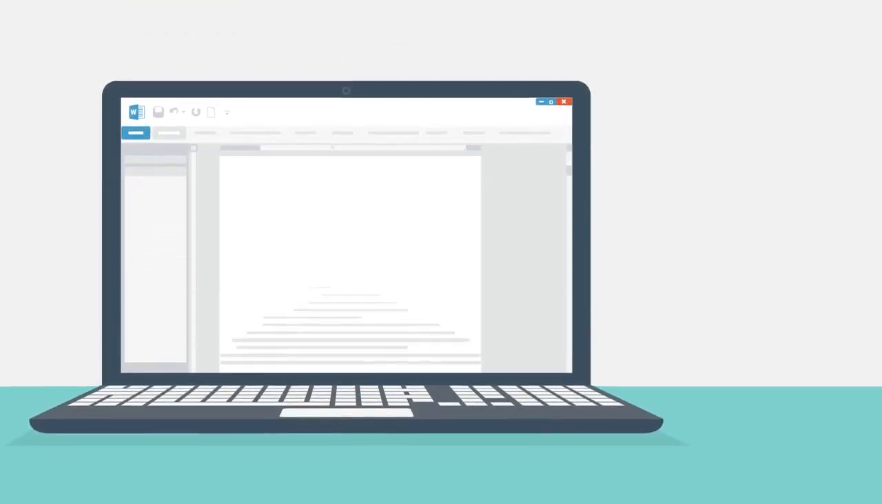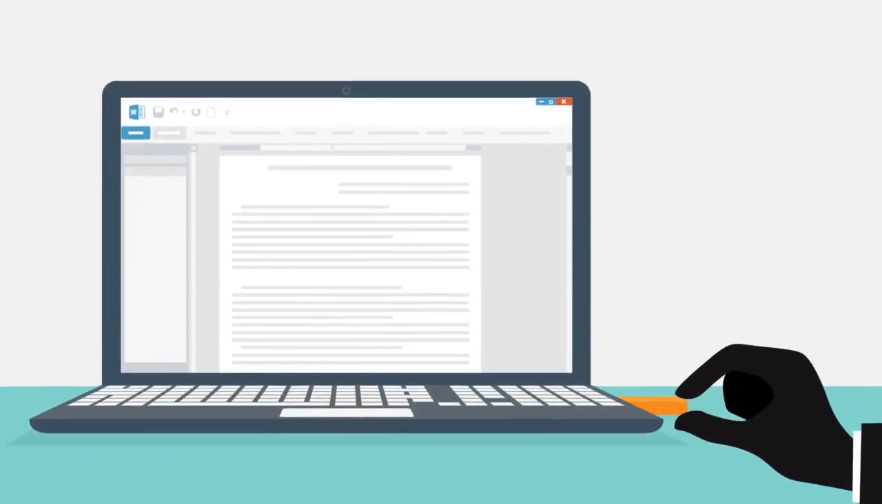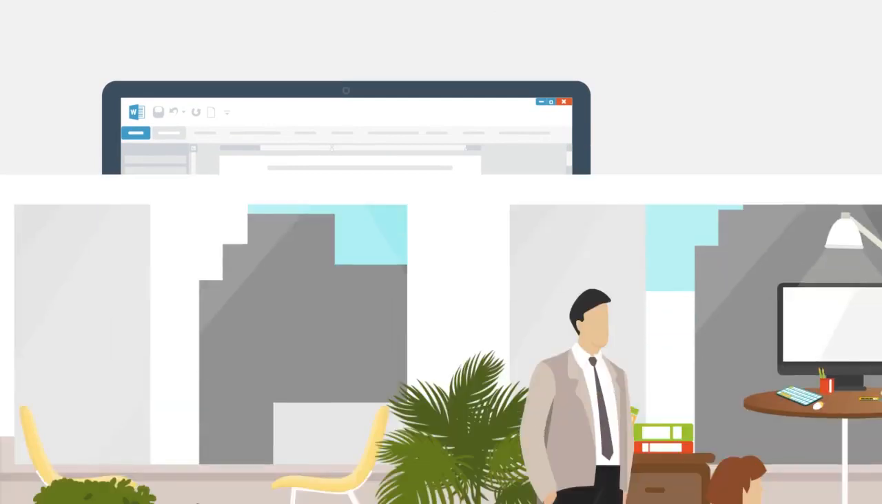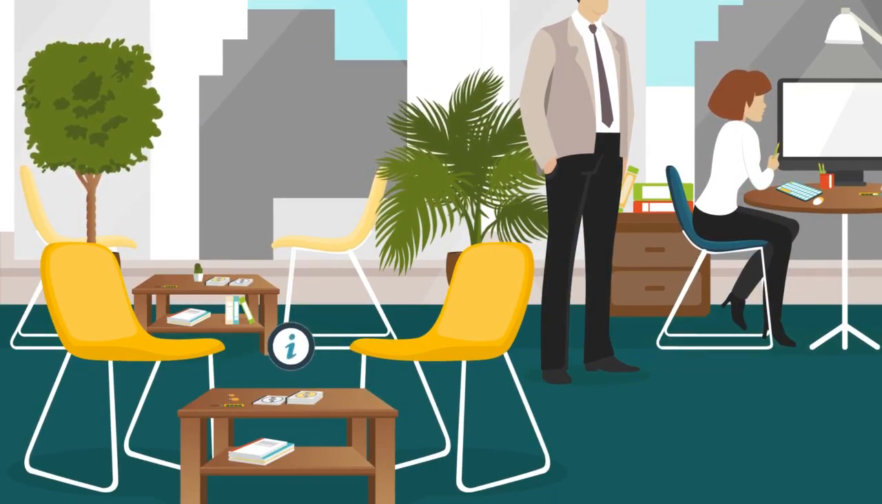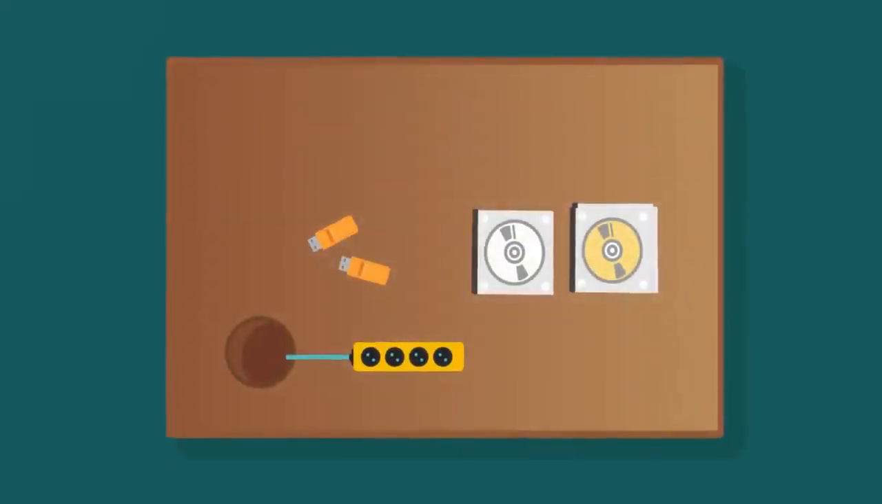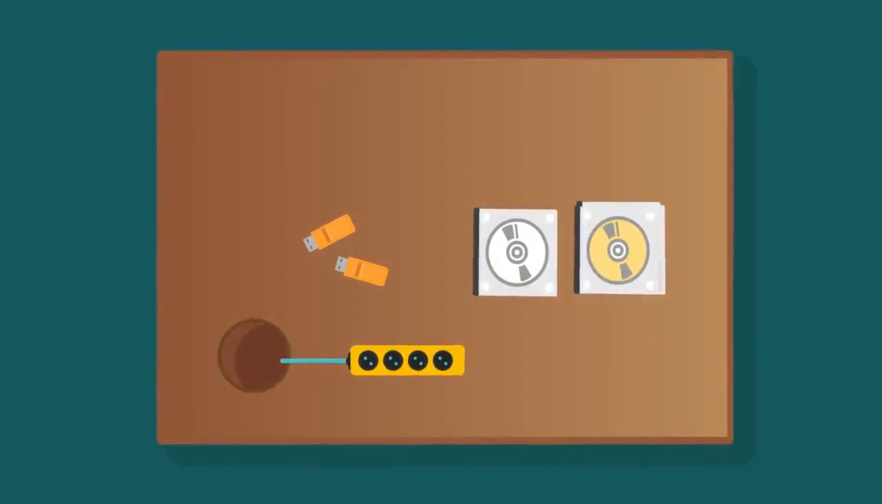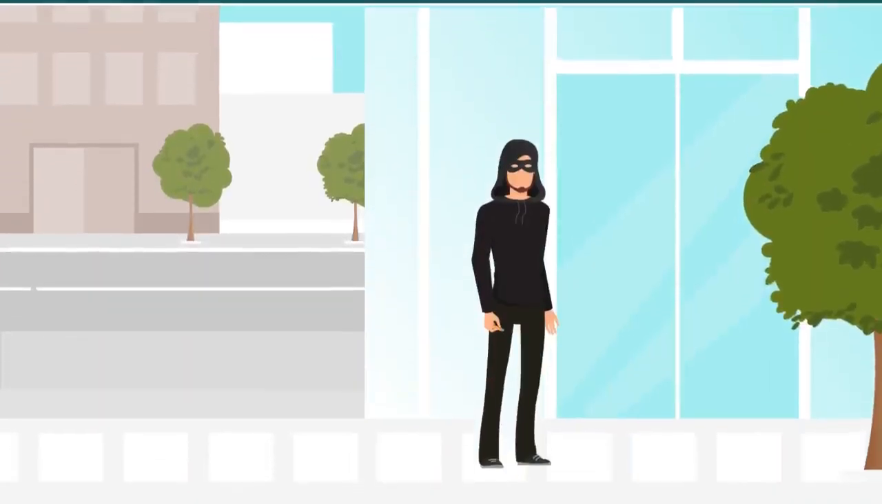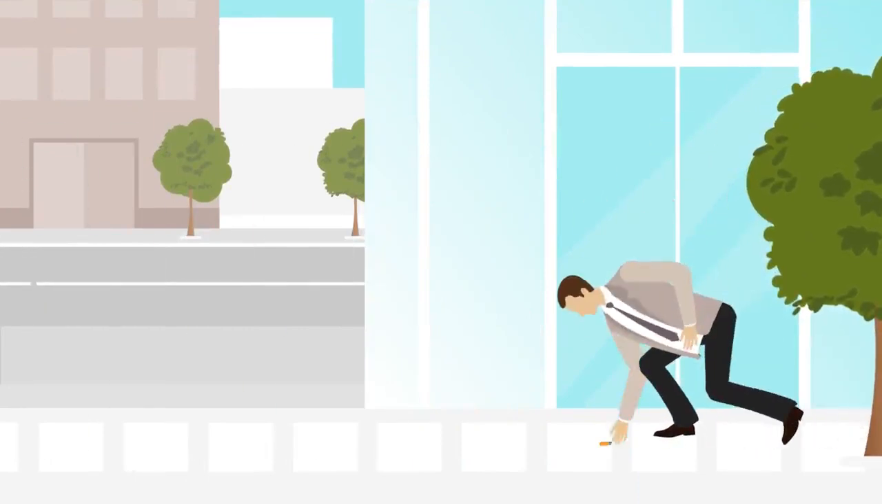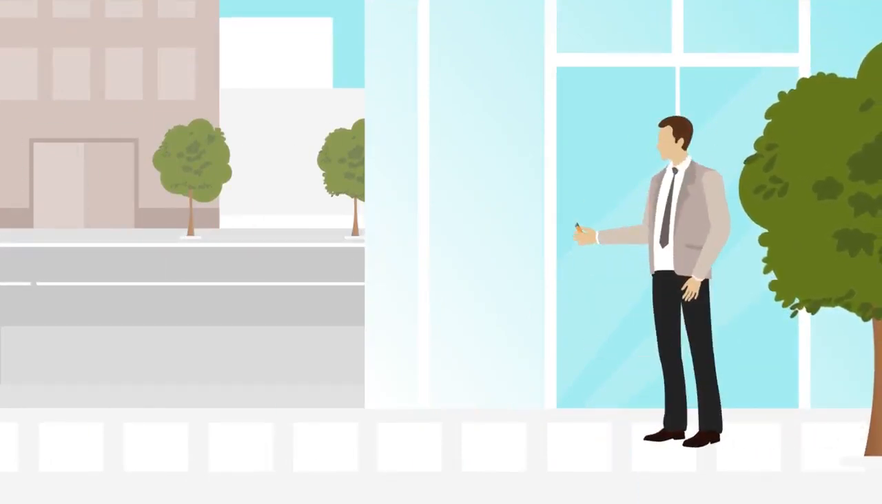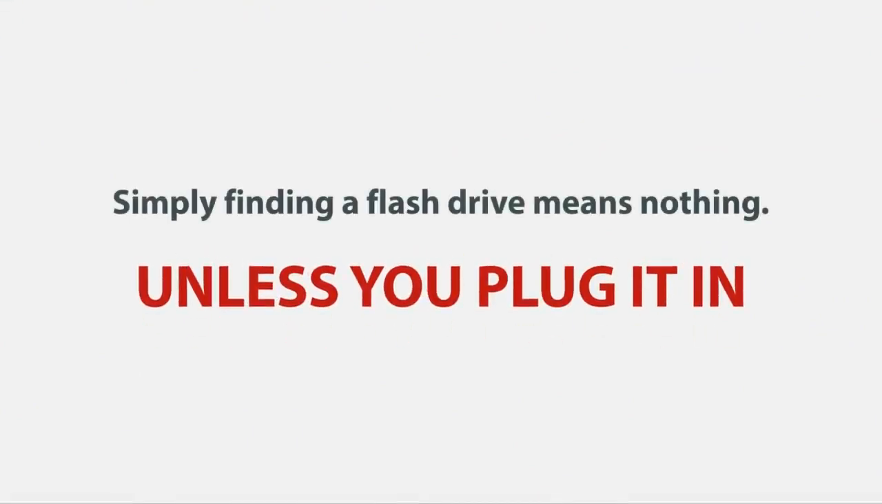What risks do we face by plugging a removable media device to a computer? Attackers often exploit human curiosity by strategically placing malware-infected removable media, such as USB drives, at locations where people are likely to find them. Usually, they will drop them on the floor around the entrance to your office or the parking lot, though you may also receive them in the mail. But simply finding a flash drive means nothing. That is, unless you plug it in.